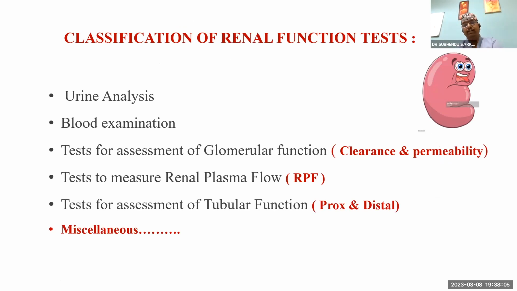If we want to classify the renal function tests, we have to go under six broad headings. Number one is urine analysis. Number two is blood examination. Number three is tests for assessment of glomerular function, which includes the clearance tests as well as the permeability component. The next one is tests to measure the renal plasma flow. Lastly, tests to assess renal tubular function, which we divide into proximal assessment and distal assessment. And finally, the miscellaneous.